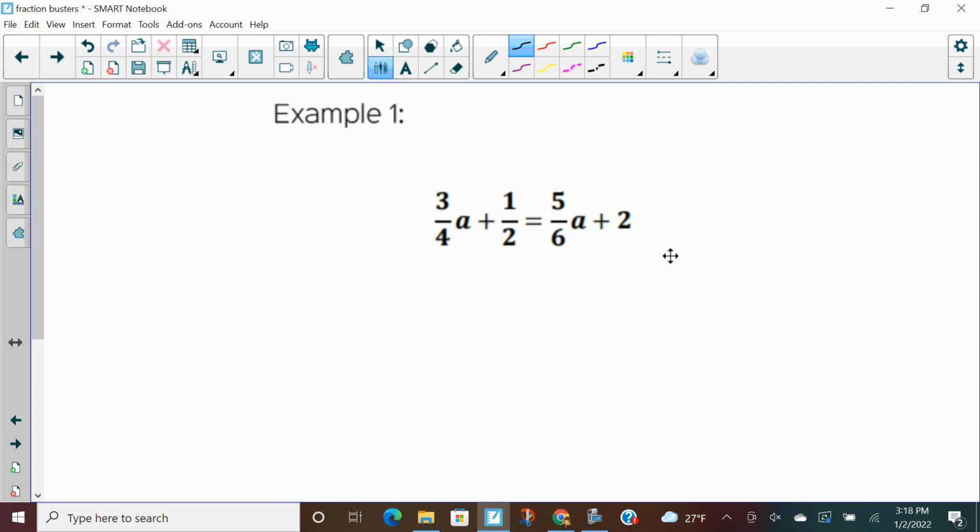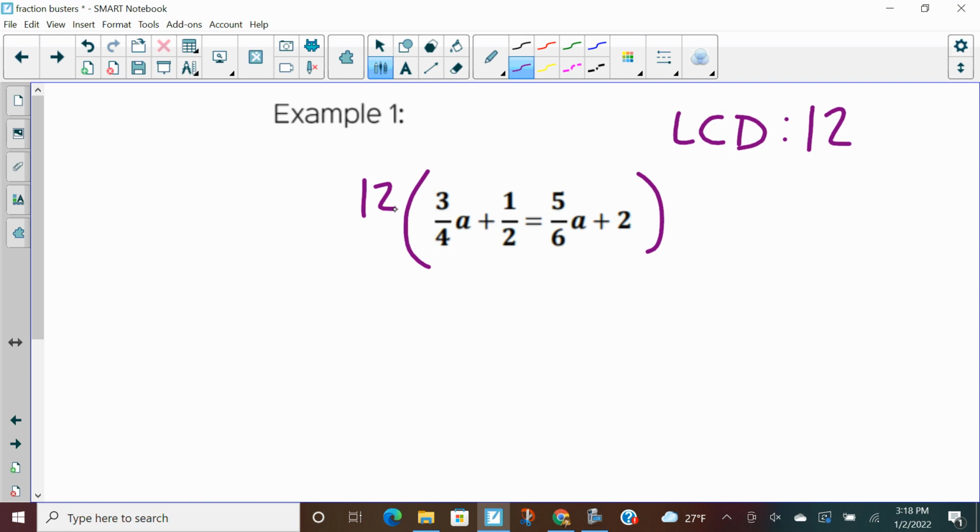All right, so here's my first example. So it's 3/4 A plus 1/2 equals 5/6 A plus 2. So I have to think about what is my lowest common denominator or lowest common multiple of 4, 2, and 6. Well, 4 and 2 both go into 4 evenly, but 6 does not. So I want to think 12. So 12 is probably going to be my lowest common denominator, because 4, 2, and 6 can all go into 12 evenly. So then what I'm going to do is multiply all my terms by 12.